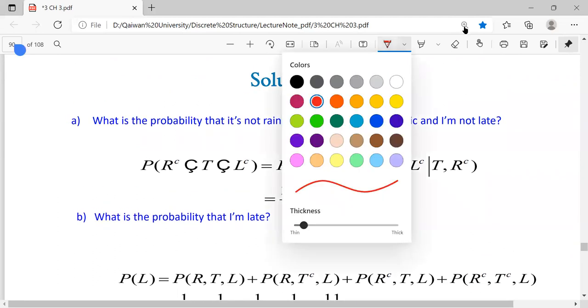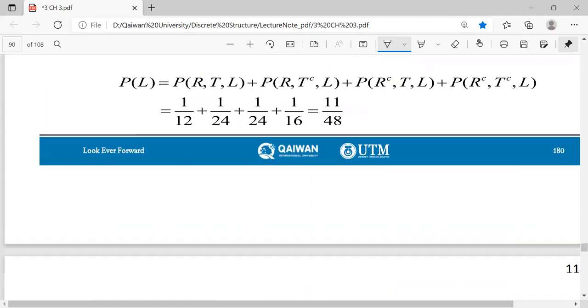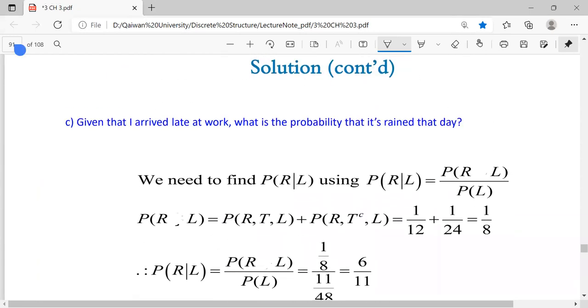Let me change these. These are intersections.